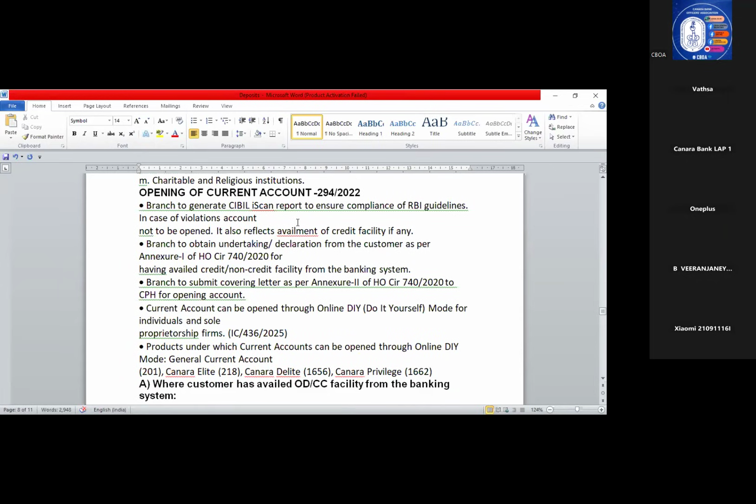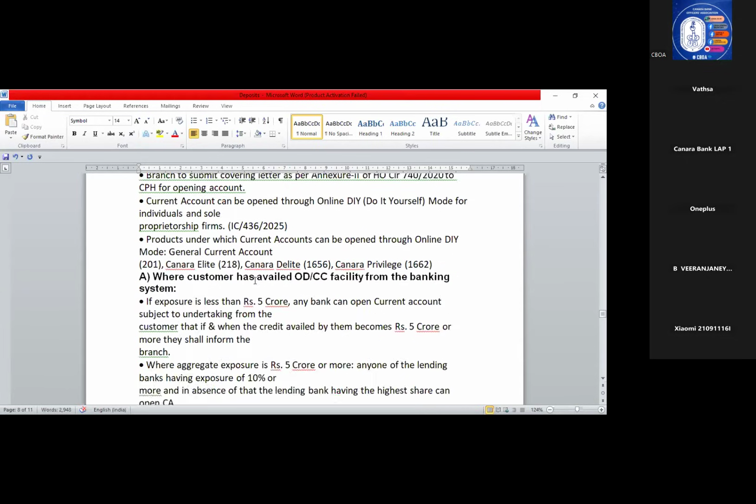How to open a current account? First, you have to generate a CBOA scan report, verify, and then you have to open. If they have a CC with some other bank, then while opening a current account, you should take care. 5 lakhs and above means you have to take the permission from CO and then you have to open. All those details you must be knowing because you're opening a current account.